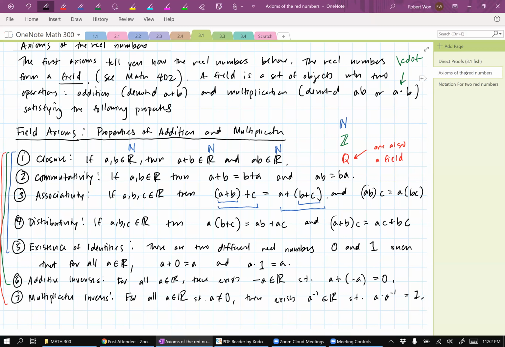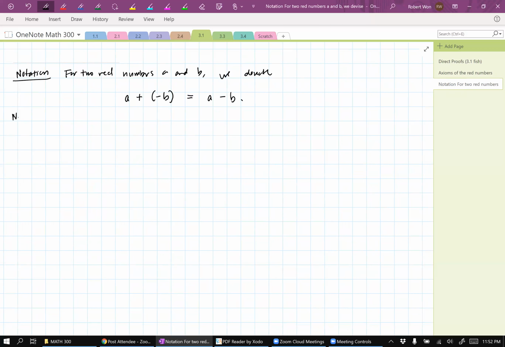The next set of axioms that we'll assume are axioms that have to do with equality. Okay, so next, equality axioms. And I should say that these axioms are not just for the real numbers, but for any notion of equality.